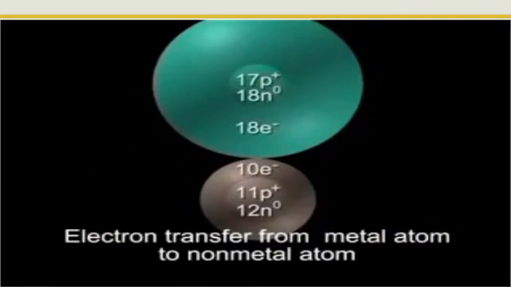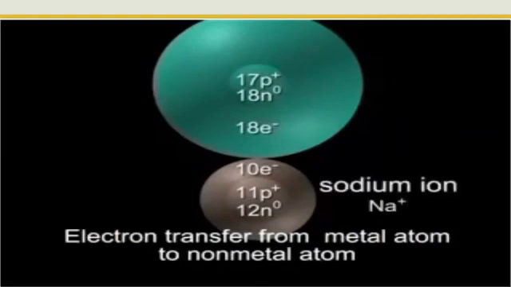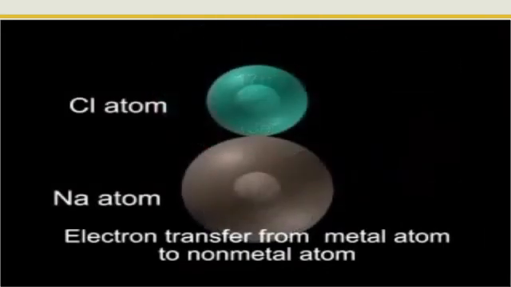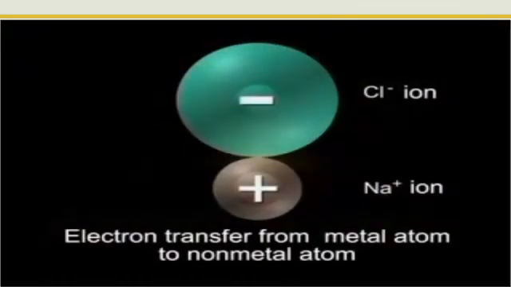The loss of the electron converts the sodium atom into a smaller, positively charged sodium ion, Na+, while the gain of the electron converts the chlorine atom into a larger, negatively charged chloride ion, Cl-. Let's view this essential step once more.